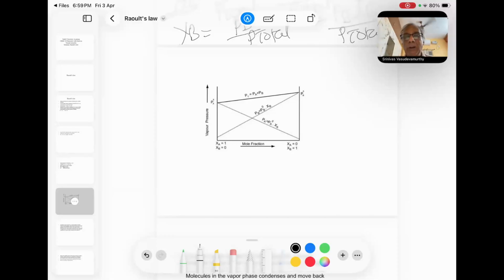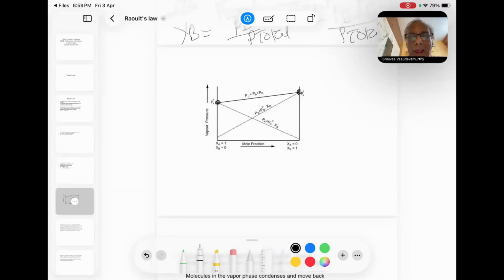When I move from left to right, the mole fraction of A is 1 at the left extreme, decreases, and becomes 0 at the right. Whereas the mole fraction of B at the left extreme is 0, and it increases and becomes 1 at the right extreme. So at the left extreme of the Y-axis, the mole fraction of A is 1. Therefore, it's a pure solvent, shown as P naught A here. In the same way, at the right extreme, the mole fraction of B is 1, so it is P naught B, the vapor pressure of pure solvent B.